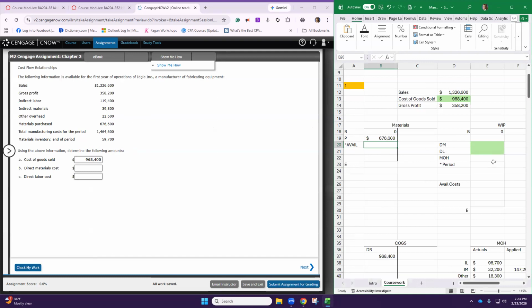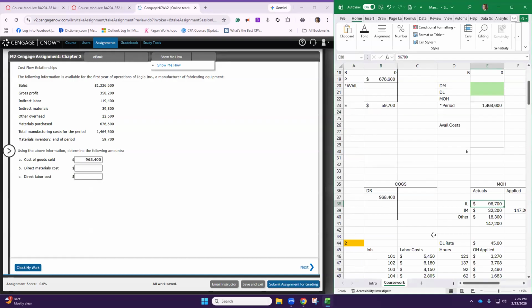Total manufacturing costs for the period, here they are. We're going to add these three down. Let's just feed in what they say. So 1,464,600. It doesn't even say what month we're in, but for whatever period of time we're in, these all add up to 1,464,600. Then ending inventory is right here. So they have to give you enough information for you to work backwards. So I got 59,700. I got those.